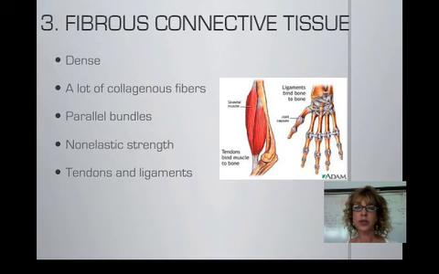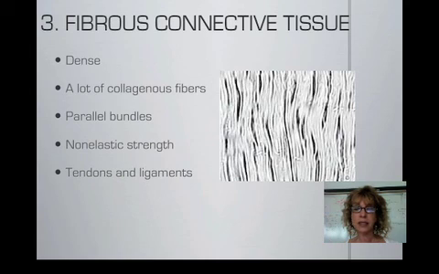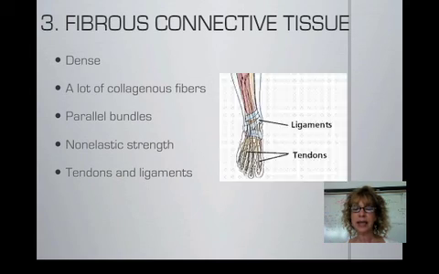Another type of connective tissue is fibrous connective tissue. This is much denser than loose connective tissue, and it contains a lot of collagen fibers. Those fibers are organized into parallel bundles. Fibrous connective tissue maximizes non-elastic strength in the body, and it's found in places like tendons and ligaments. Tendons attach muscle to bone, and ligaments join bones at the joints.